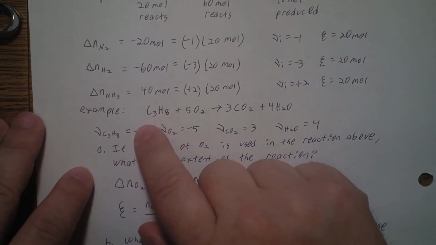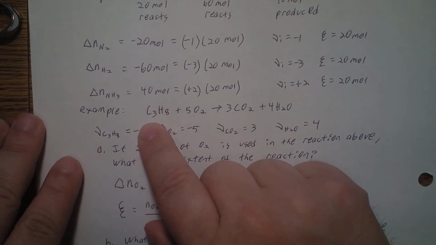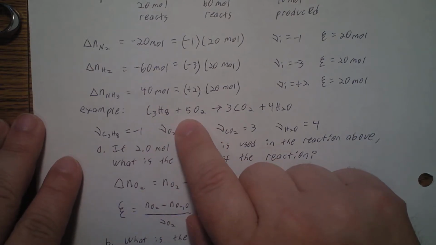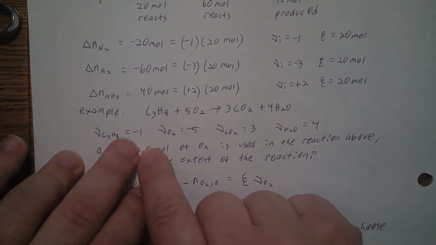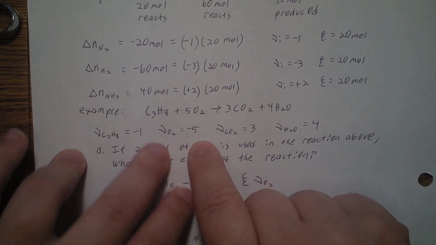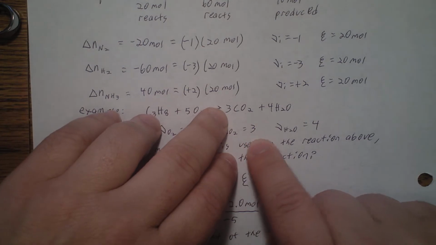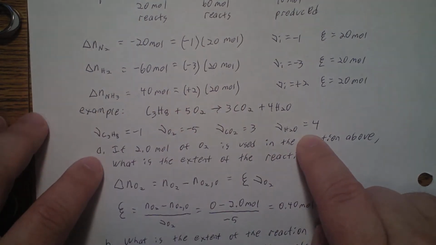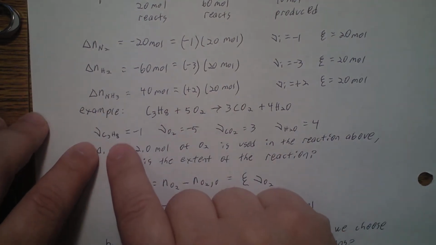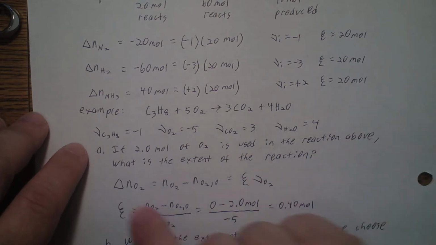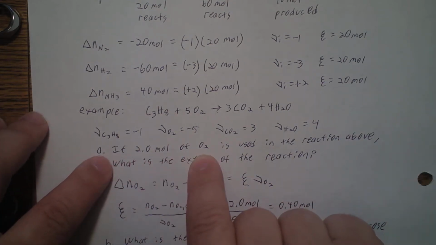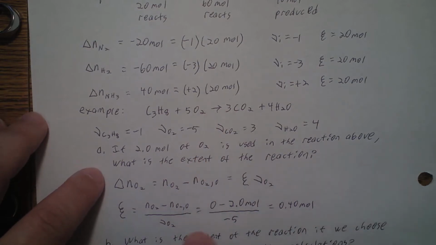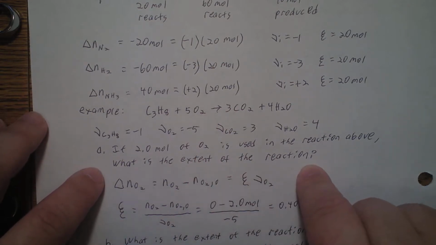Here's another example. What is that? Propane plus oxygen goes to carbon dioxide and water. So our nu is going to be -1, -5, +3, and +4. And, well, we don't have enough information to say the extent. So if we use 2.0 moles of O2 in the reaction, what is the extent of the reaction?